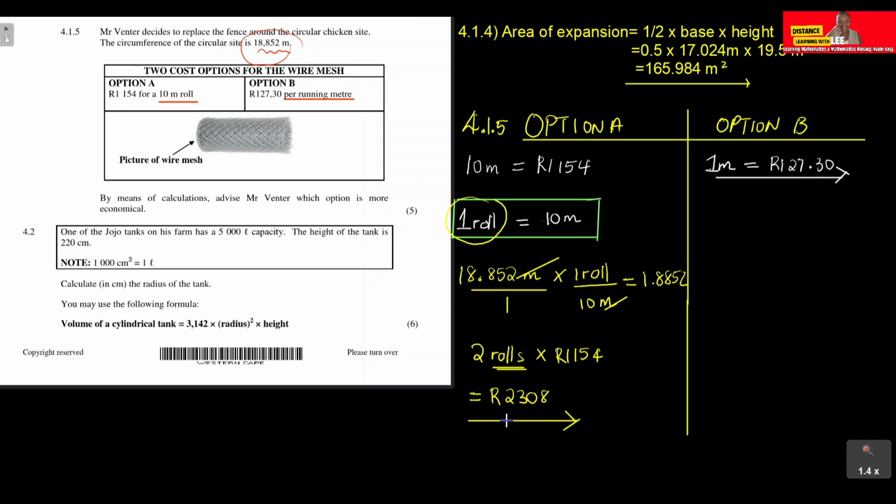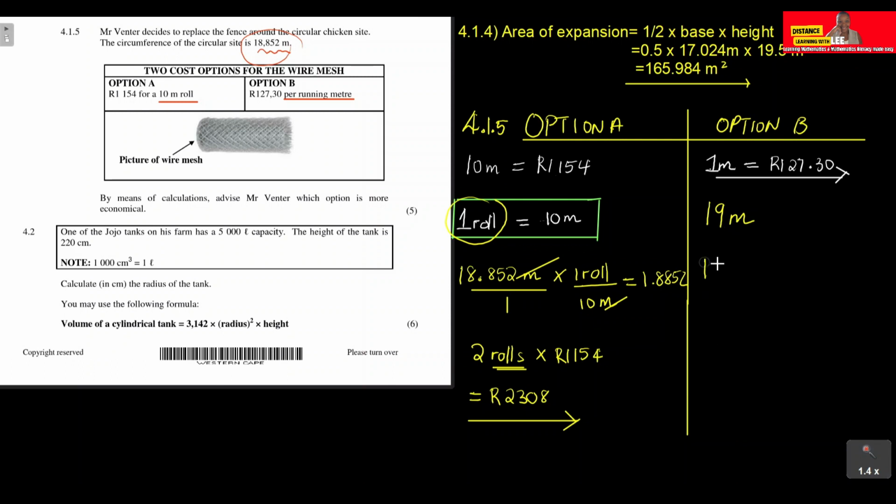Then what is happening in option B? Here we're given that they set their price based on per running meter. When we were given the circumference of the circle, it's 18.852 meters. But we cannot have decimals in this case because they sell this mesh wire per meter. It needs to be a full meter. So we can round up this 18.852 meters to 19 meters, because if you round down, you're going to be short of mesh wire. So you're going to need 19 meters, and now we're going to use that 19 meters to determine how much you will pay for option B.